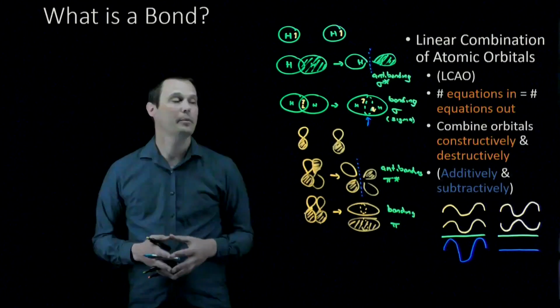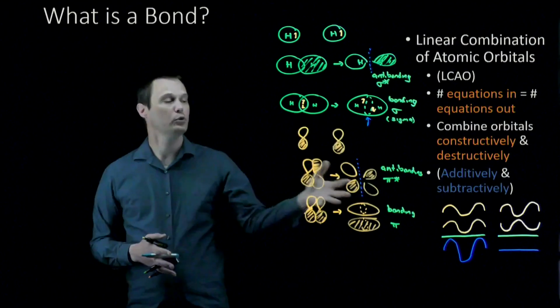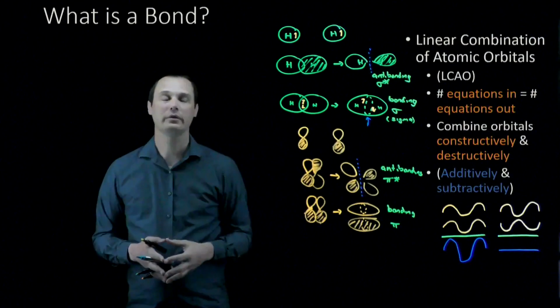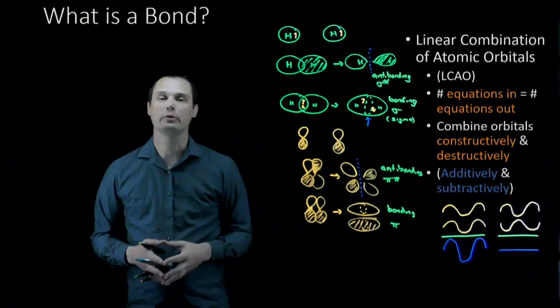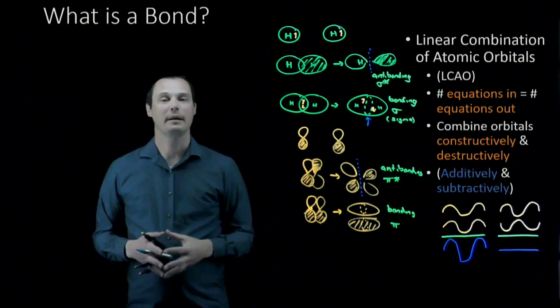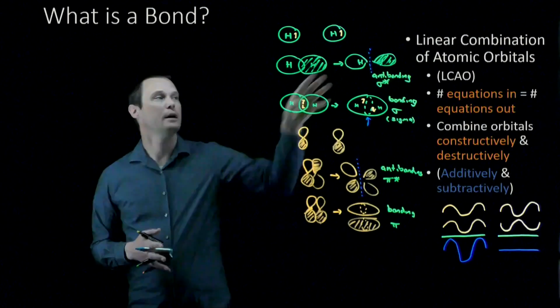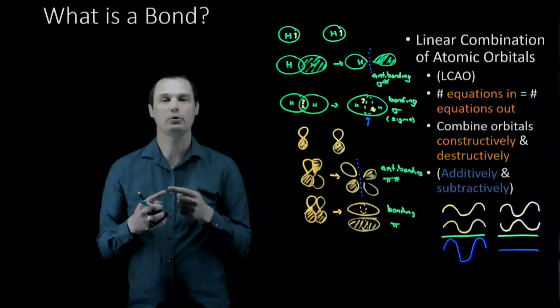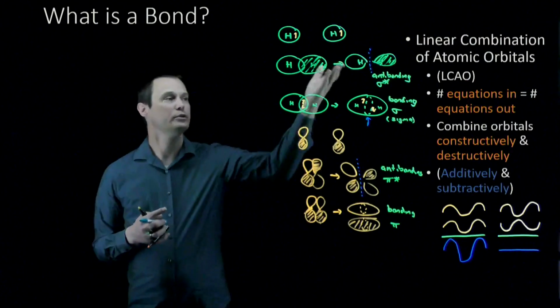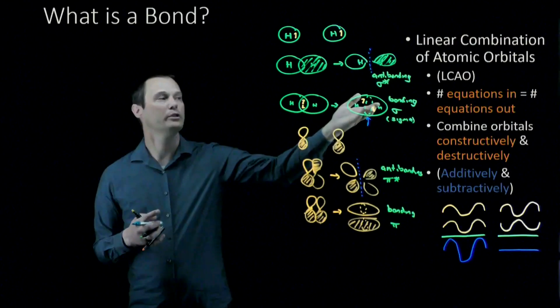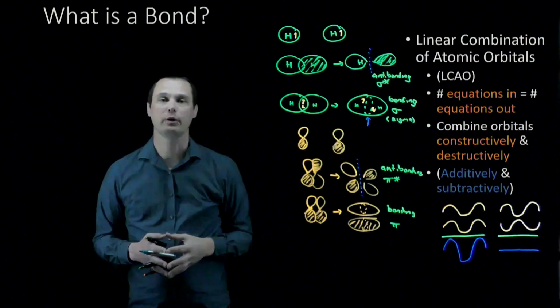The linear combination of atomic orbitals allows us to take any 2 atomic orbitals and combine them constructively and destructively to create the possible molecular orbitals from that overlap. This is what a bond is. This is what it means to be a bond: the linear combination of those orbitals to make a bonding and an antibonding orbital. Whenever 2 orbitals overlap to form a bond, we always get 2 molecular orbitals out, 1 lower energy bonding orbital and 1 higher energy antibonding orbital.